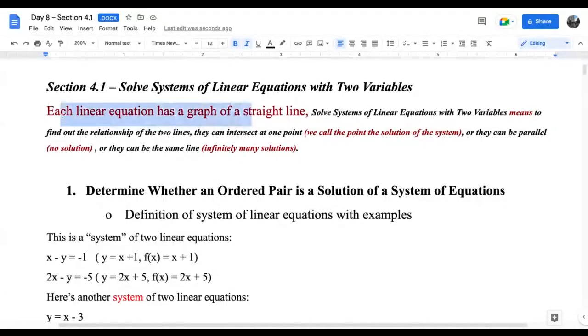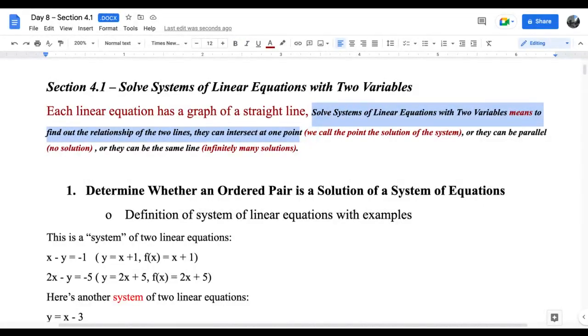Each linear equation has a graph of a straight line. Solving a system of linear equations with two variables means finding the relationship of the two lines. They can intersect at one point, and we call that point the solution of the system. They can be parallel, which means no solution, because they will never intersect. Or they can be the same line, which means we have infinitely many solutions, because the two lines overlap each other and meet at every point. So there are three situations.